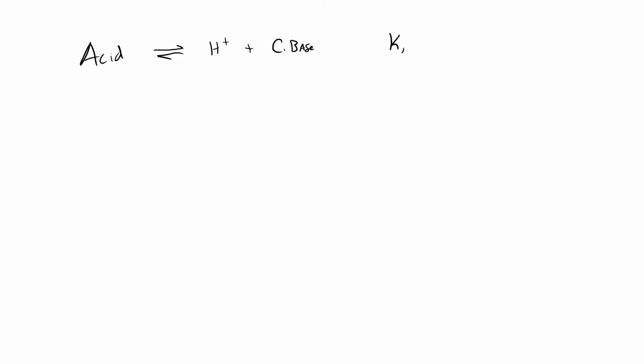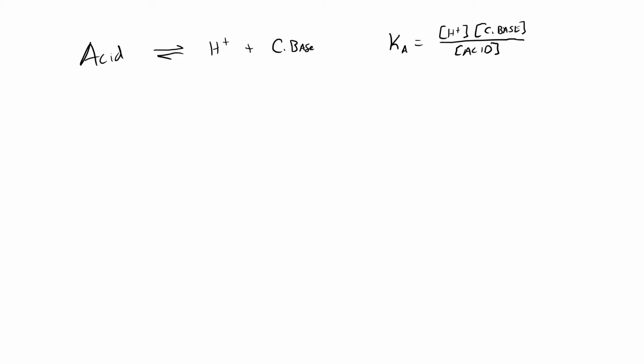We can write out the Ka expression for this, which of course we have done a lot. H plus times the conjugate base, all over the concentration of acid. Hopefully this is starting to become boring for you, because you understand it so well, right?